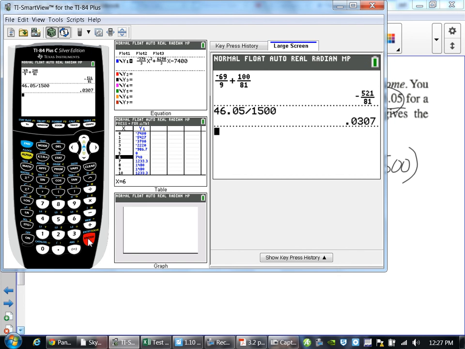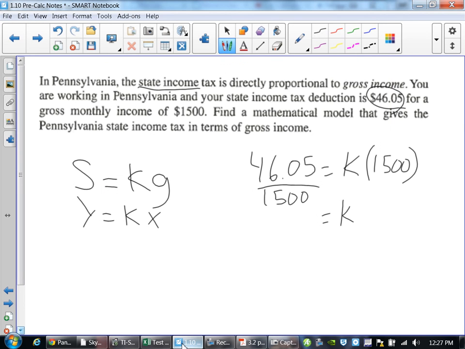So your variation is 0.0307. So there's your value of K. You find that value of K, and then you just rewrite it, just like you would earlier. That means your state income is equal to 0.0307 times your gross monthly income. Therefore, you could figure out how much you're paying in taxes, whether you're making $1,500 or $15,000, whatever, if it's just a linear setup like this and not a sliding scale.